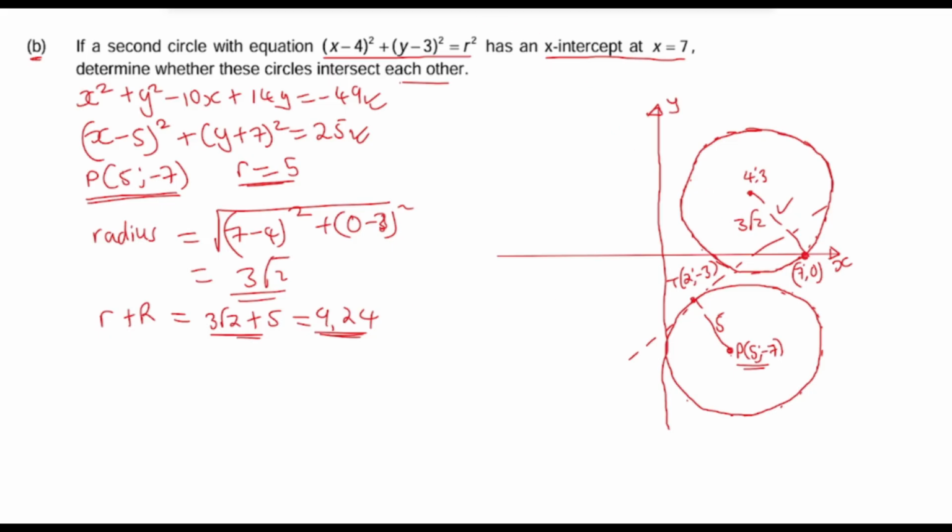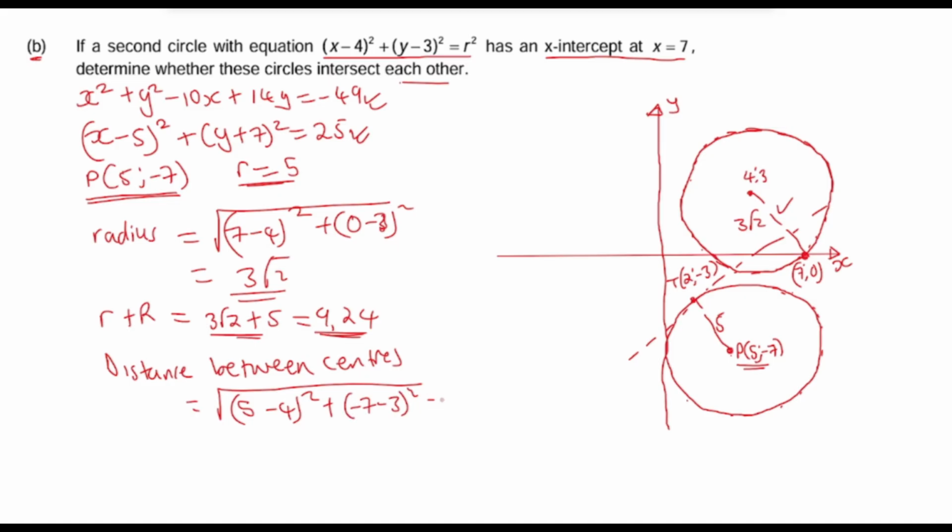Let's find the distance between the two centers. It's the square root of (5 minus 4) squared plus (-7 minus 3) squared, and then you get root 101, which is roughly 10.05, right? So it means the distance between the two centers is greater than the sum of the two radii. So these two circles will not intersect. So you can write your reason: the distance between the two centers is greater than the sum of the two radii. That would be your answer.